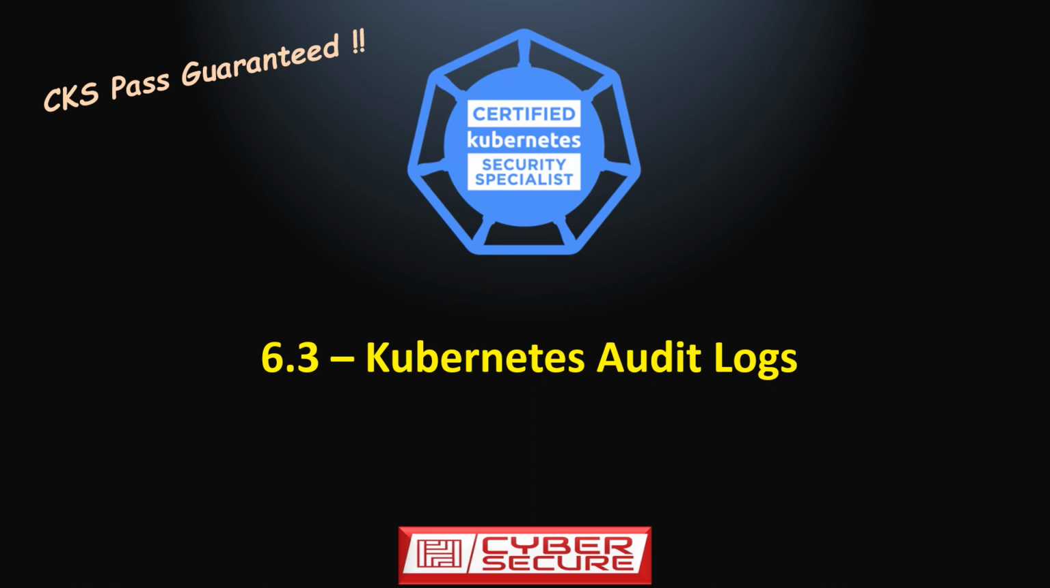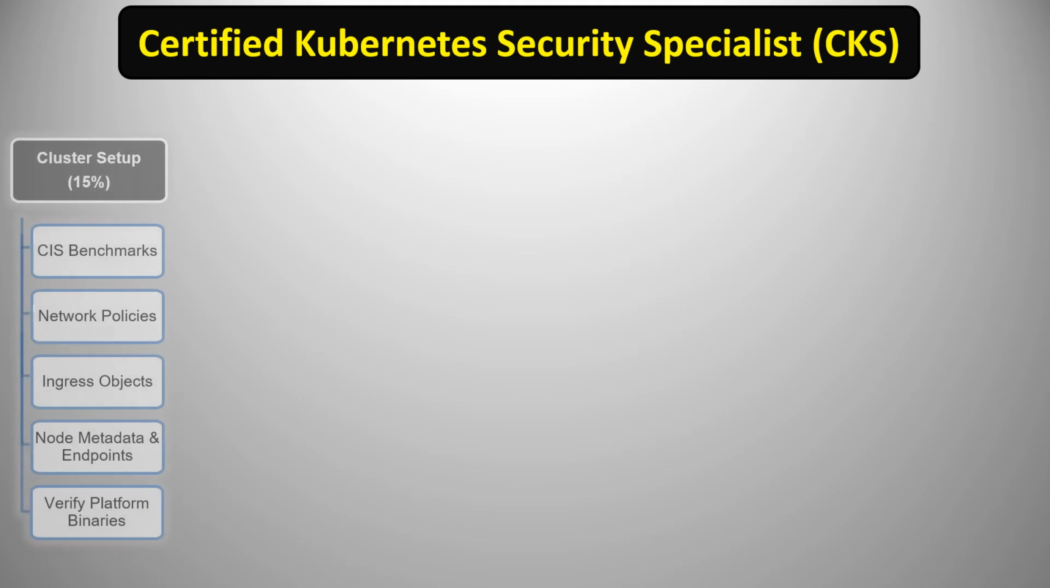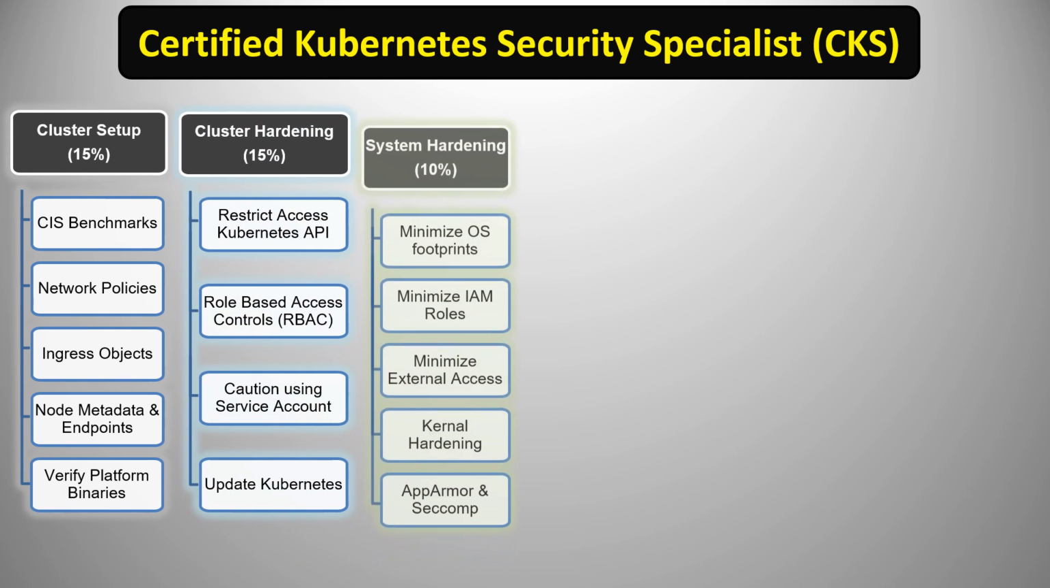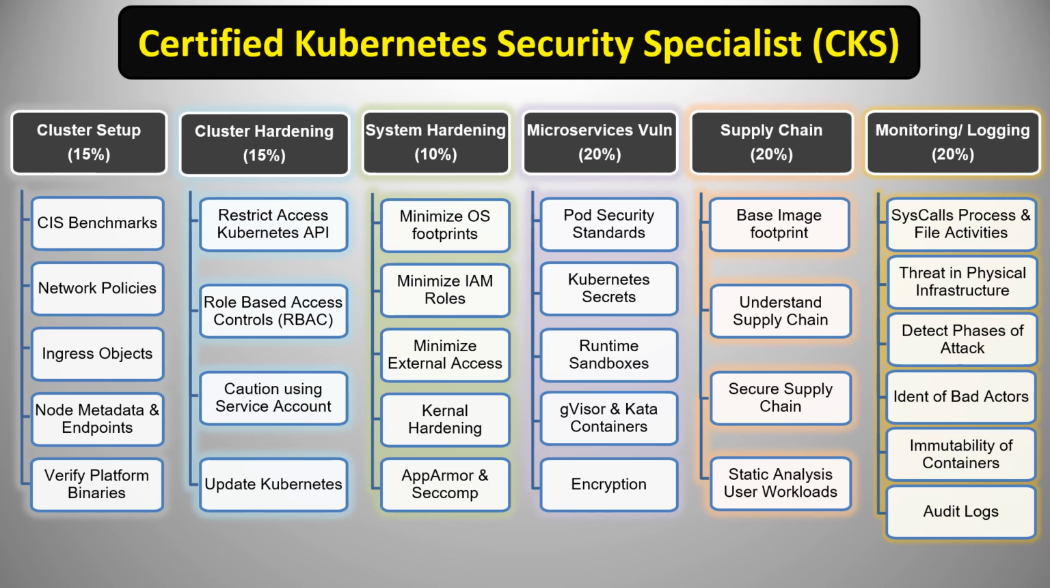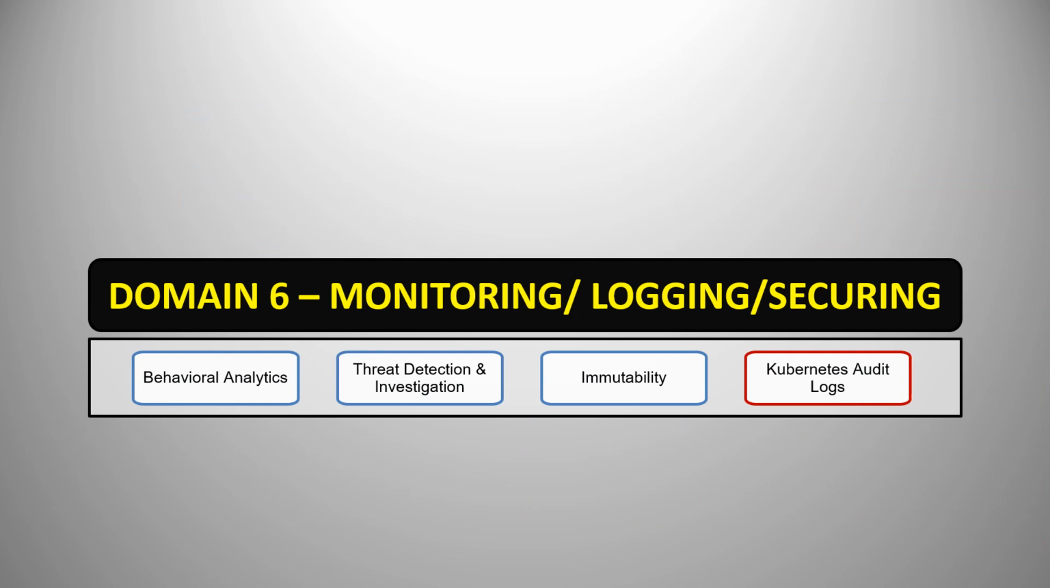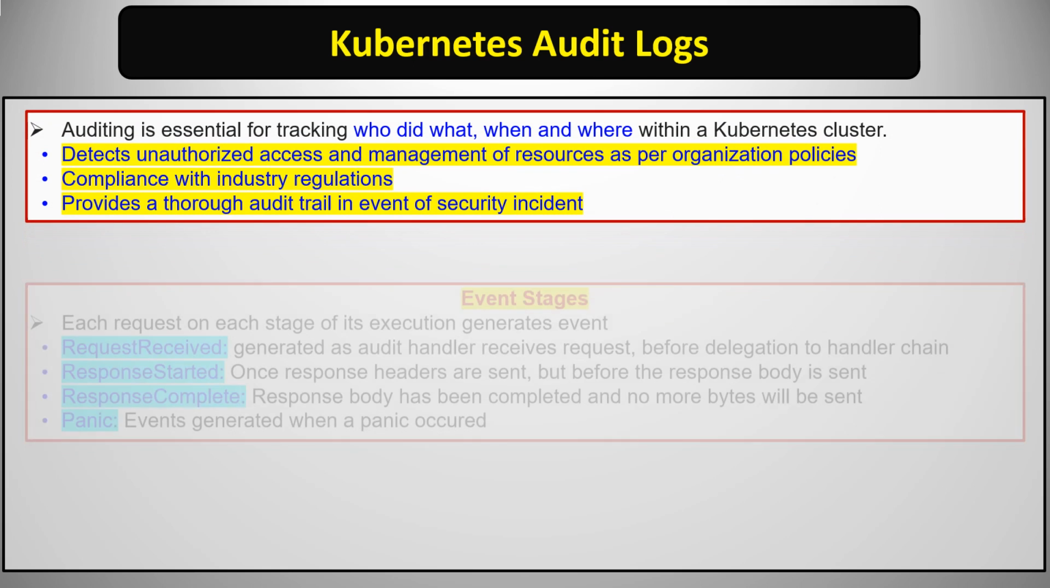Continuing with CKS exam essentials, the exam outline, broadly divided into 6 domains, is flashed on the screen. In today's video, we will continue the 6th domain, which is monitoring, logging and runtime security, having 20% weightage as per September 2024 format. Today, we will cover Kubernetes audit logs. Whether you are preparing for the CKS exam or just looking to tighten your cluster security, this video is for you. Let's get started.